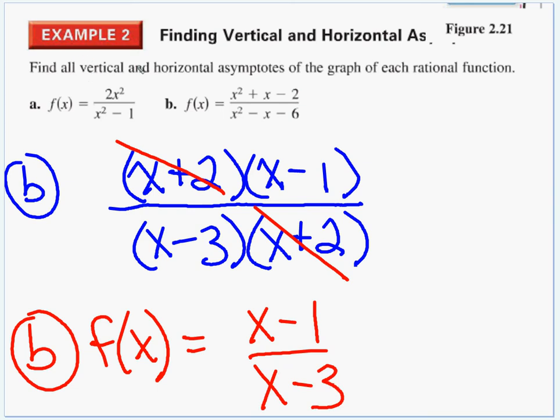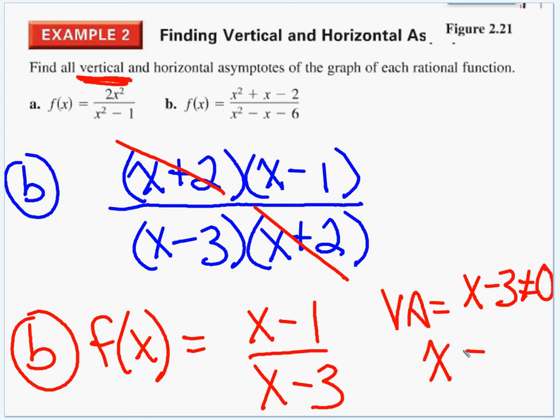Okay, so if I want to find the vertical asymptotes, VA, we're going to set the denominator not equal to 0. x minus 3 cannot equal 0. Add 3 to both sides. x cannot equal 3. That is the vertical asymptote. That's what's going to zero out our denominator.